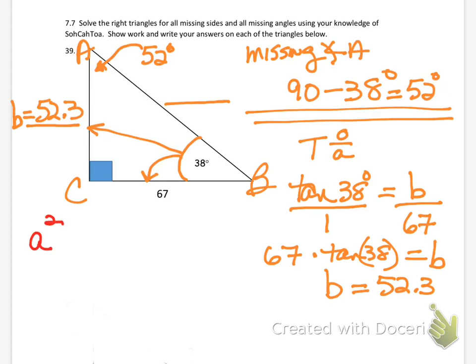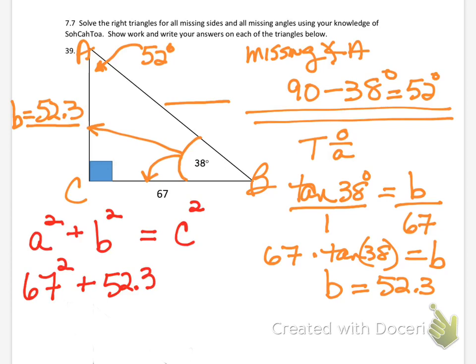So that's a squared. The side opposite angle B is the b squared. And the side opposite angle C is the hypotenuse, which is what I'm looking for, which is the c squared. So a squared, do I have a value for A? I do, and that was the given value of 67. So 67 squared plus b squared, which is 52.3 squared, has to equal c squared.